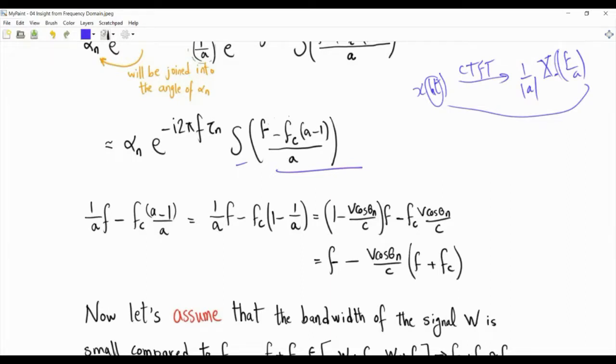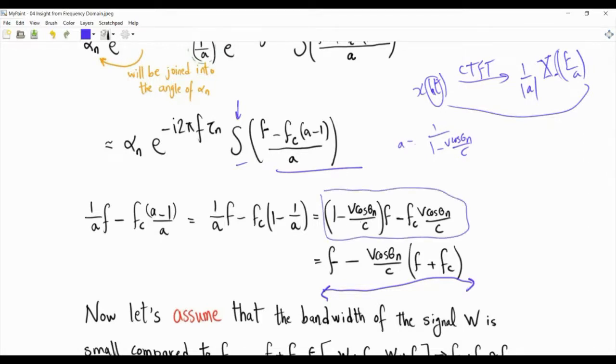So let's take the argument of this signal, big S, which is the frequency domain signal, baseband signal. And we have formulas because A itself is 1 over 1 minus v cosine theta n over c. So 1 over A will be 1 minus v cosine theta n over c. And so you basically get this result here, once you use the expression for A. Now you have frequency scaling. You can see it here.